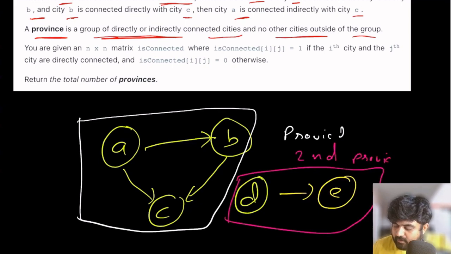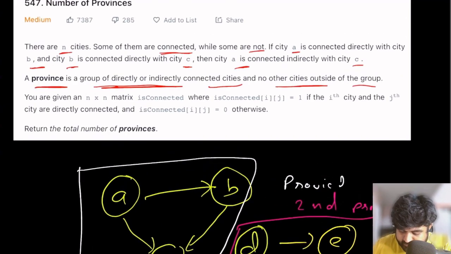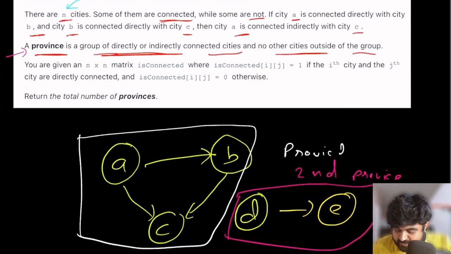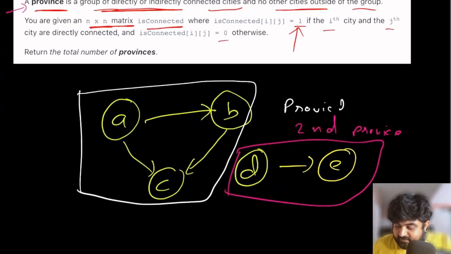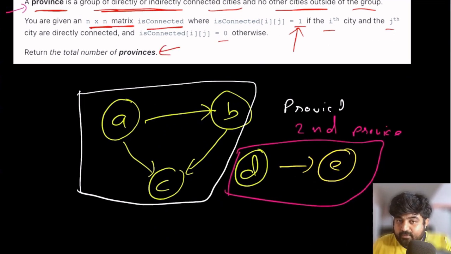Okay, so now we know what the problem statement has given us. We are given n cities, the connections between those cities, and the definition of what a province is. We are given an n cross n matrix, and wherever there is a connection between any two entities, that value is marked as 1. That defines that the ith city and jth city are connected. If the value is 0, they are not connected. Based on this input, we need to find the total number of provinces.